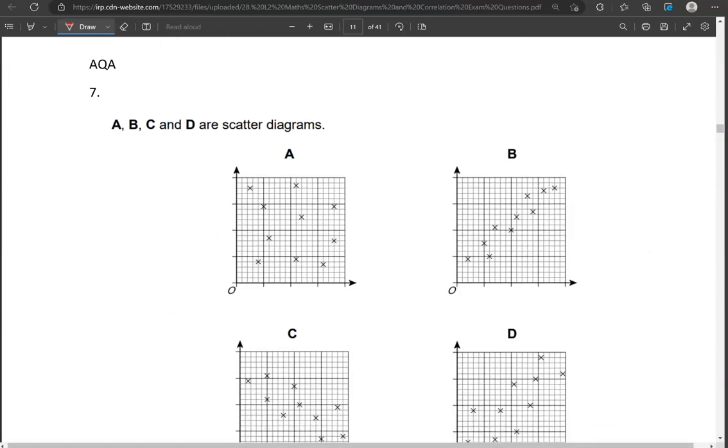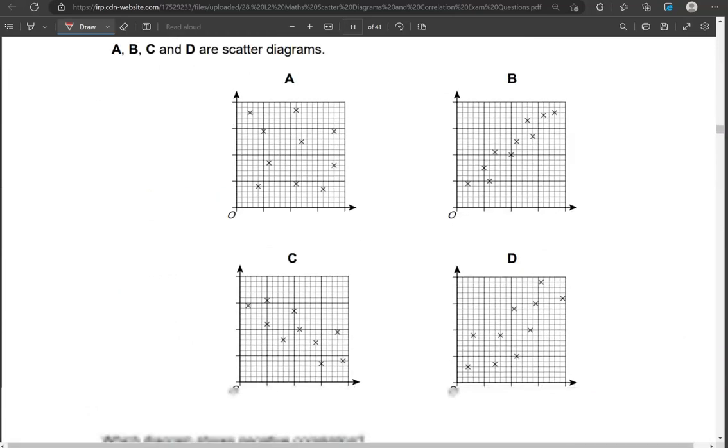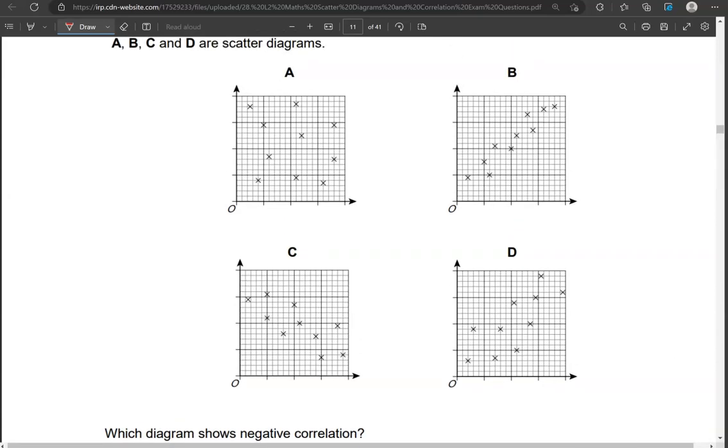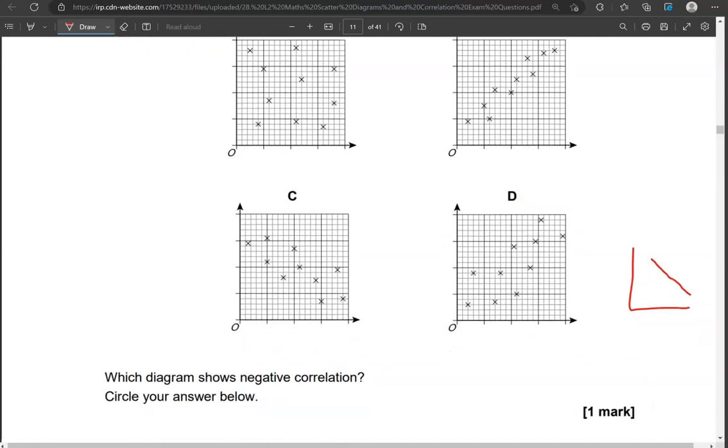A, B, C and D are scatter diagrams. Which diagram shows negative correlation? Circle your answer below. So negative correlation is going to look like so. As one value increases, the other one decreases. And that is C.